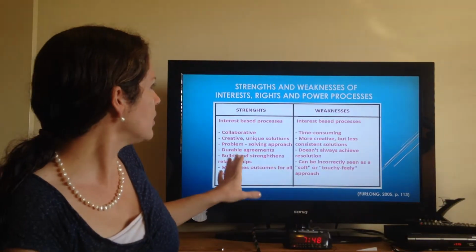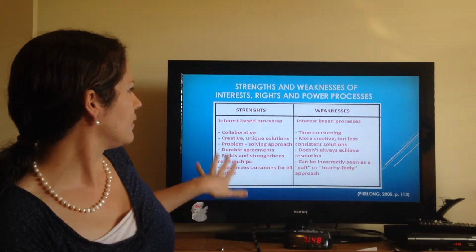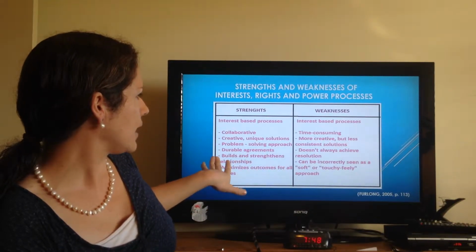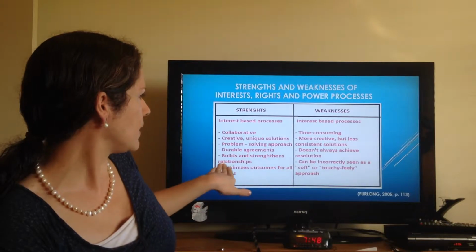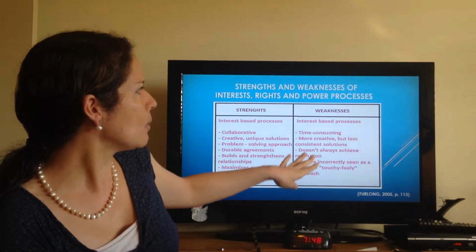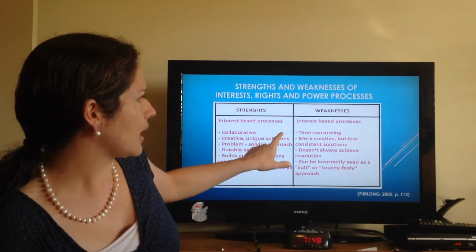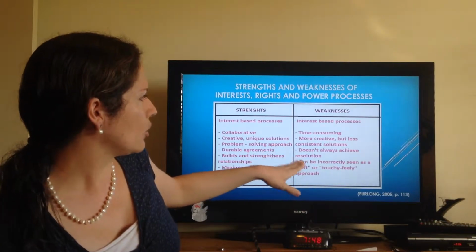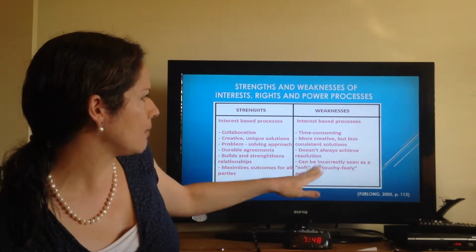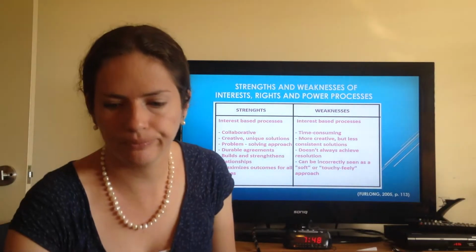The strengths of using interest-based processes are that they are usually collaborative, they help to make durable agreements, and they build and strengthen relationships. While the weaknesses are that they can be time-consuming, they don't always achieve resolution, and they can be incorrectly seen as soft.